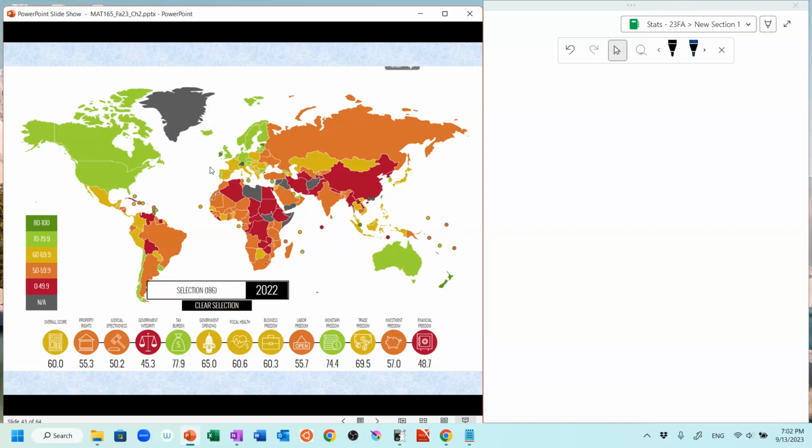We can see darker green, or I guess green in general. There aren't too many countries that are very dark green, but this green color, the lighter green, is kind of the relatively high economic freedom countries. And so if we were interested in whether countries tend to cluster a certain way geographically, a heat map might be the way to go for something like that.